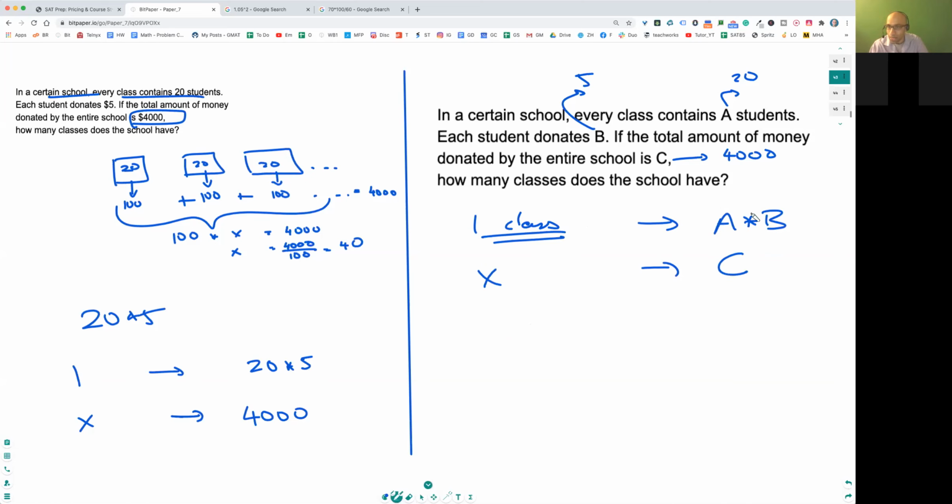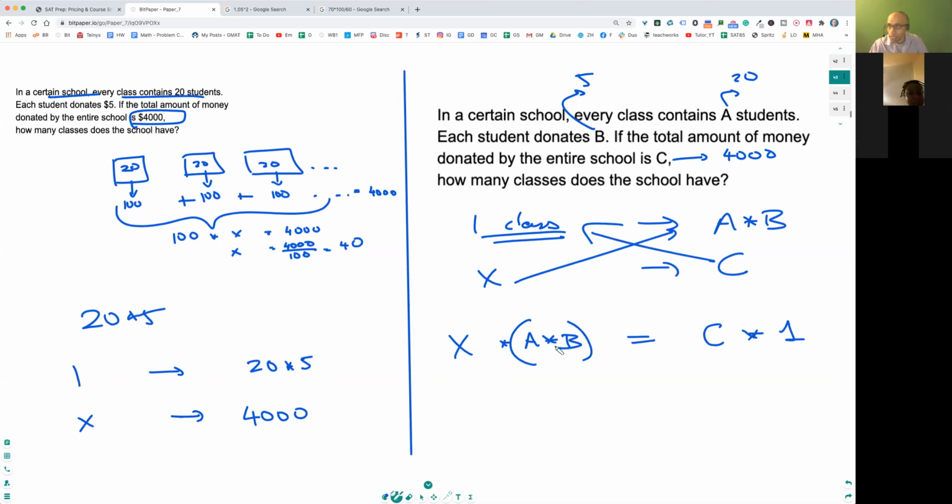So what you're going to do now is the same cross multiplication. X times A times B, right? Like this, X times A times B, right? Over here, you did X times 20 times 5, right? Now this is equal to this cross multiplication, C times 1. Okay, now you just got to think about this A times B, right? X times this whole guy here is going to be divided, right? Divided by A times B. So it's going to be divided over here and it's going to be divided over here.